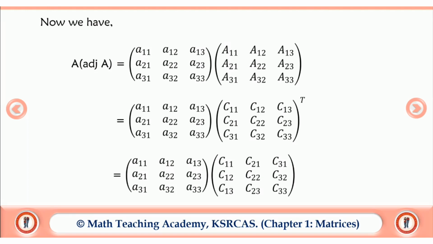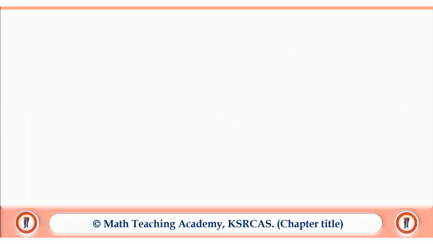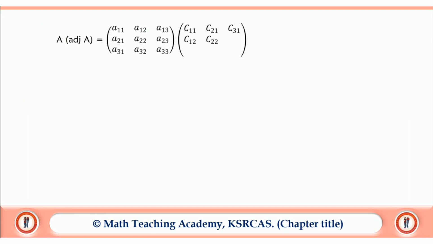Then what you get is, in the second matrix, you have C11, C21, C31, C12, C22, C32, C13, C23, C33. Now we have to multiply these two matrices. So A into adjoint of A is equal to A11, A12, A13, A21, A22, A23, A31, A32, A33 into C11, C21, C31, C12, C22, C32, C13, C23, C33.